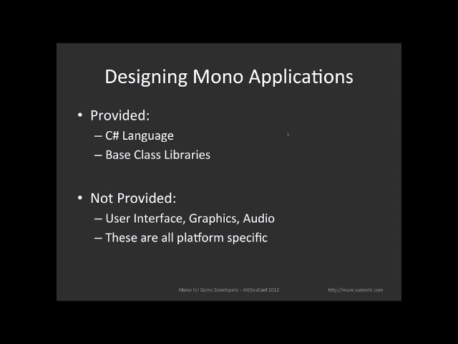So that's what we give you, but we don't really give you something like Java's write once, run anywhere. Mono actually has a large collection of different user interfaces that you can use. On Mac, you can use MonoMac. On Linux, you can use GTK#. On Windows, you can use Windows Forms. We haven't really provided a universal user interface system. We haven't even provided a universal audio system. Different systems have different capabilities, and what we've tried to do is give you access to those routines in a platform-specific way.